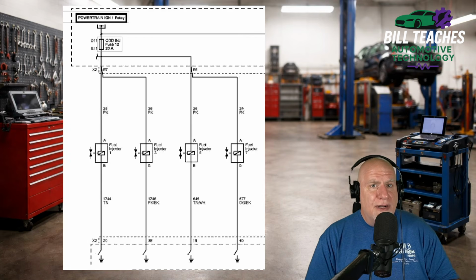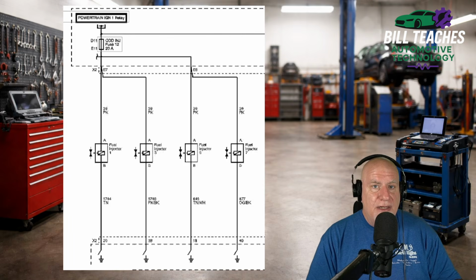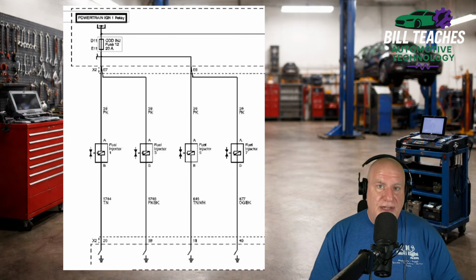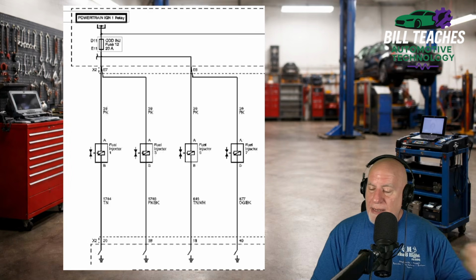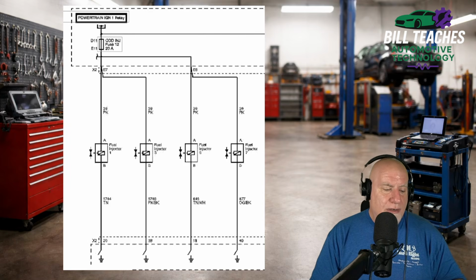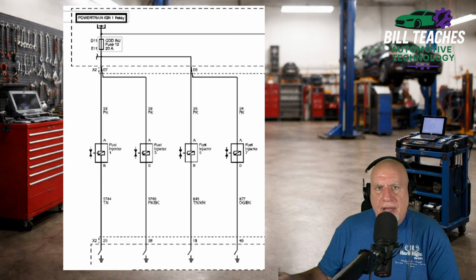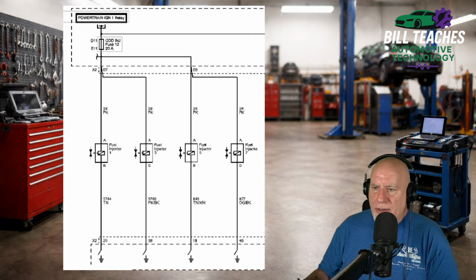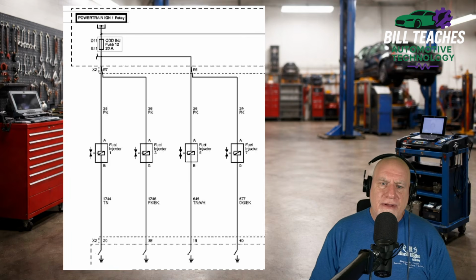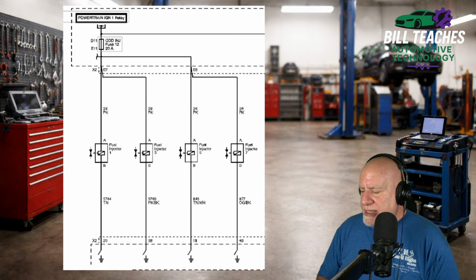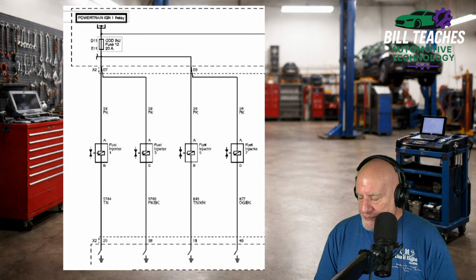Shorts to power are extremely rare. And usually, like I said, they are self-induced. They are induced by someone hooking up something they shouldn't have, or someone that's adding an aftermarket component and they just don't really know what they're doing. They don't understand electricity or wiring diagrams. So shorts to power are pretty rare. So let's look at a short to ground now.